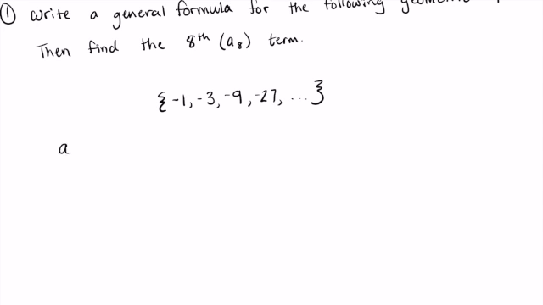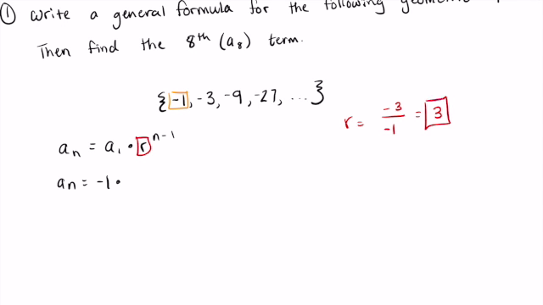So we know that our general formula is a sub n equals a sub 1 times our rate to the n minus 1. Well, just plugging stuff in as quickly as we can. My first term is definitely negative 1 times my rate. We find our rate by taking our second term, dividing it by our first term, and that gives us our rate. So I have negative 1 times 3 to the n minus 1 power.